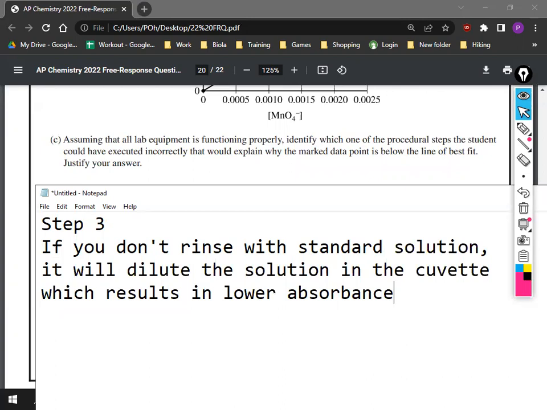All righty. And that's number 6. So that's a short FRQ. Woo! Good job, guys. Good job, Bradley.